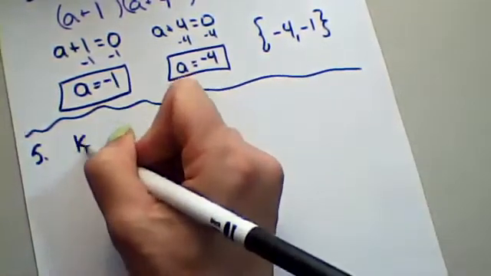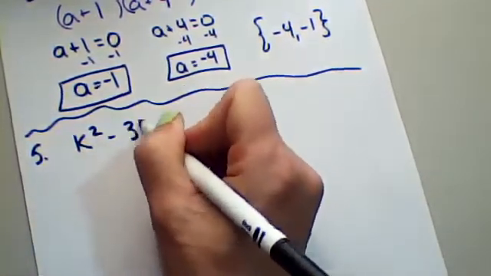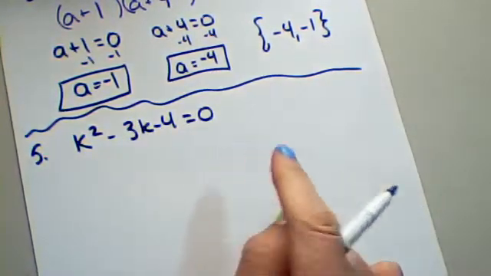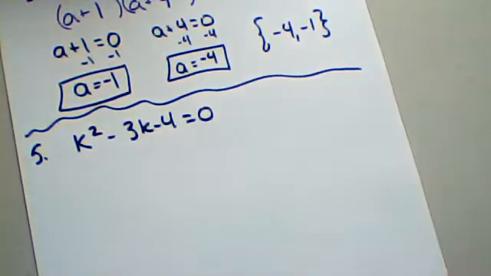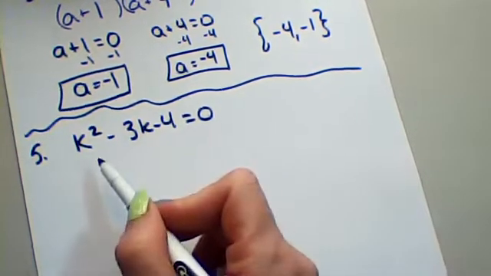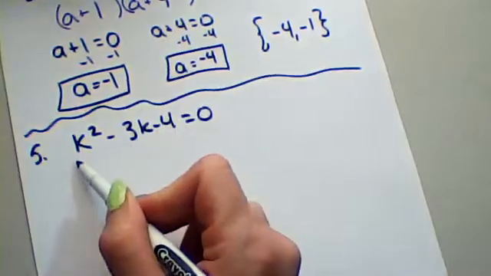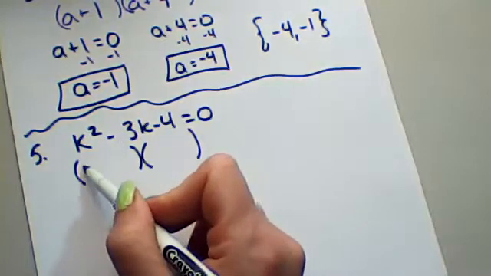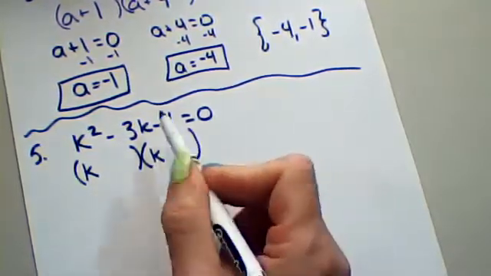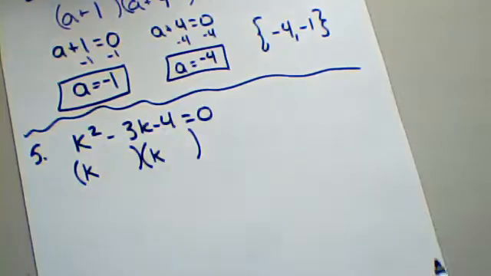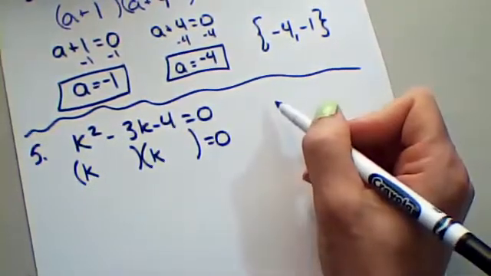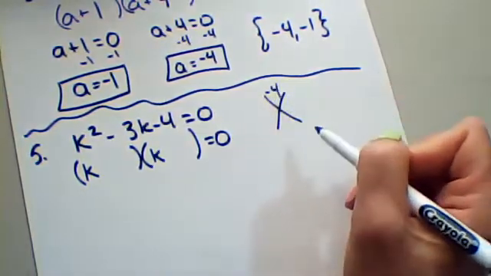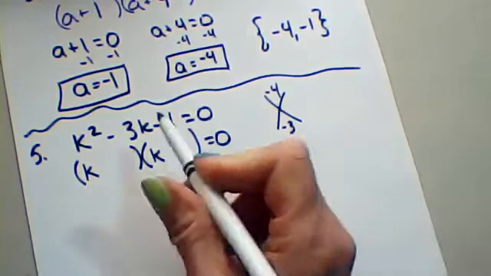Problem 5 from your worksheet is k squared minus 3k minus 4 equals 0. Let me double check to make sure I wrote it down correctly. Okay. So again, first we're going to factor this trinomial, this quadratic equation. It's got a k squared, so I know I'm going to have a k here and a k there. It says a minus and a minus, so we need to be careful when we find our factors. When I multiply together, they should be -4. When I add them together, I should get -3.